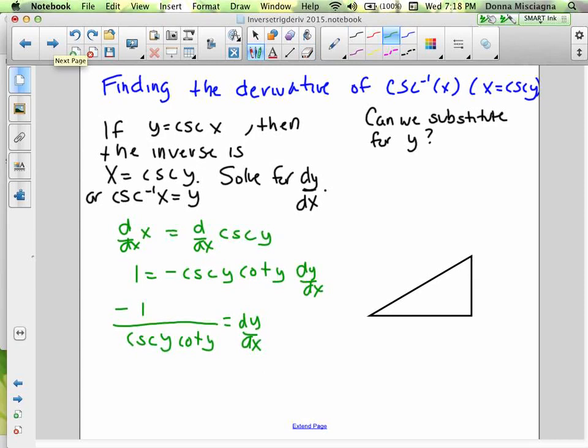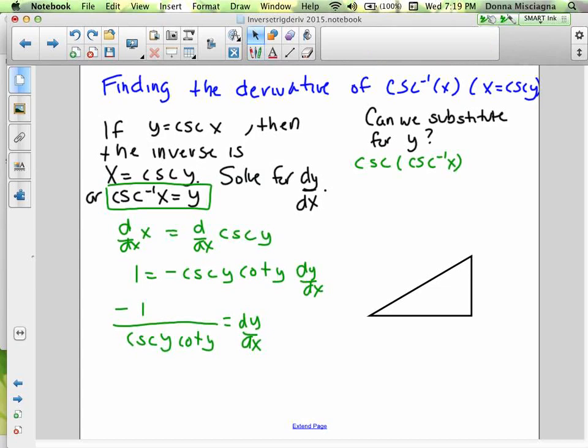All right, so let's see. Do we have something that we could use to replace the y? Oh wait, there's an equation here. Maybe that will help us. We have y is arccosecant x. How about we just replace the y's with arccosecant? It worked in the last example. Maybe it'll work in this one. Let's find out. So now we have cosecant of arccosecant x.